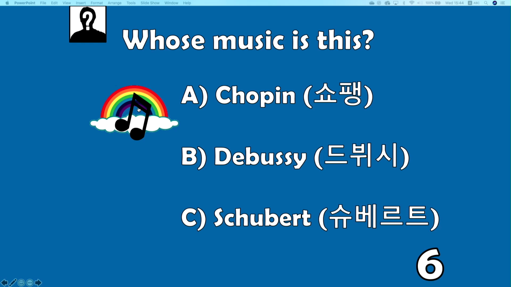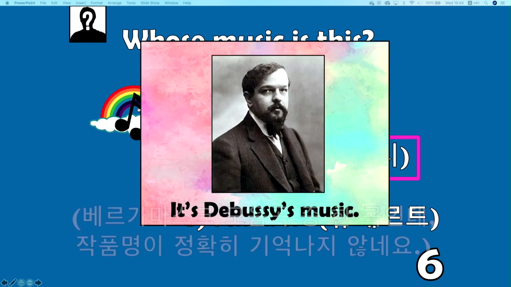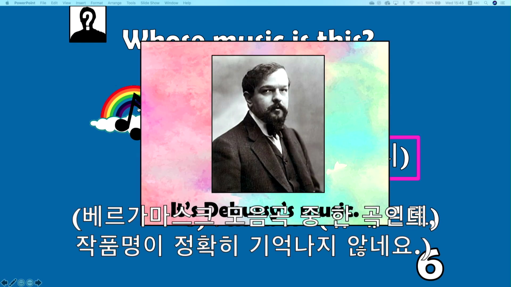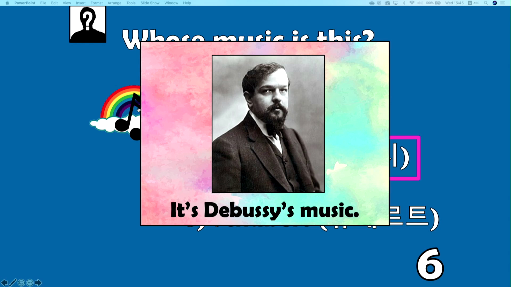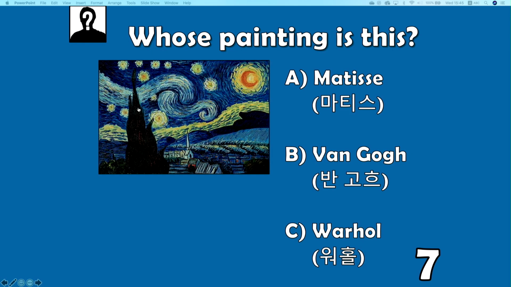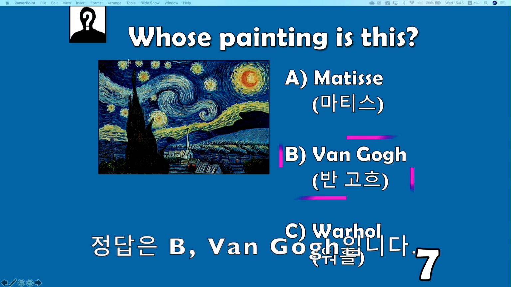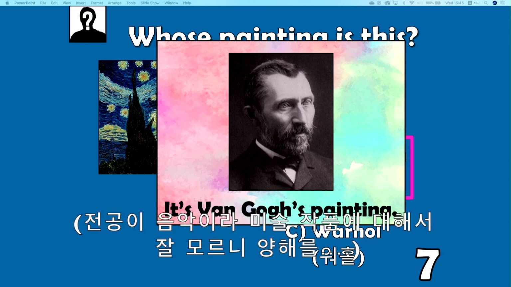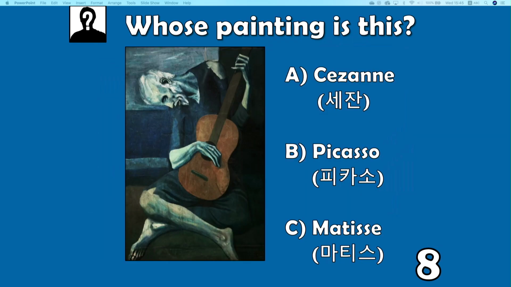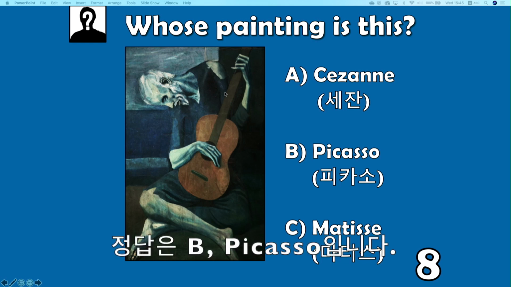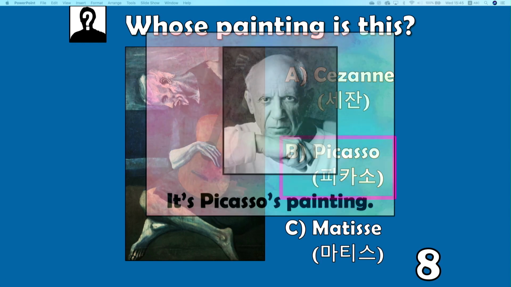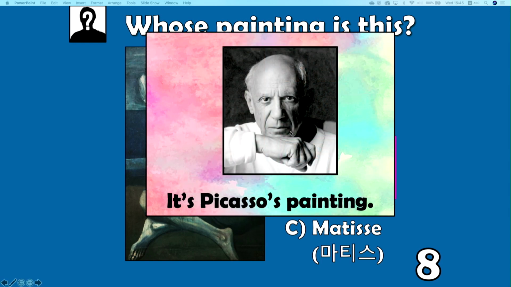Okay, whose music is this? The answer is Debussy. Okay, let's go to number 7. Whose painting is this? It's Van Gogh. Number 8. Whose painting is this? The answer is B, Picasso. It's Picasso's painting.